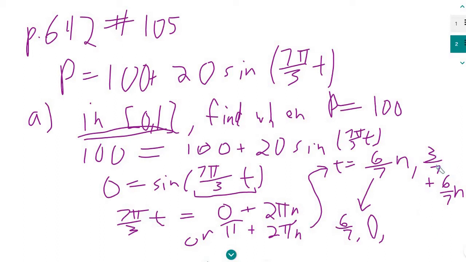If I plug in 0, I'll get 3/7 plus 0, which would be 3/7, and that is in the correct interval. So we're going to keep that solution. Now let's try to branch out from 0 for n.